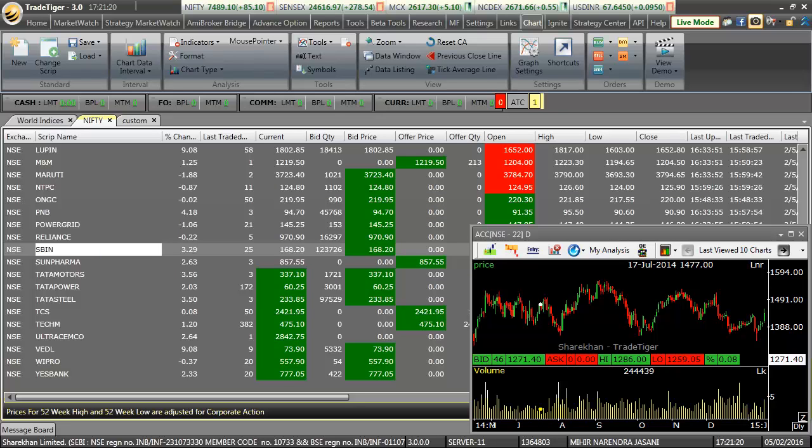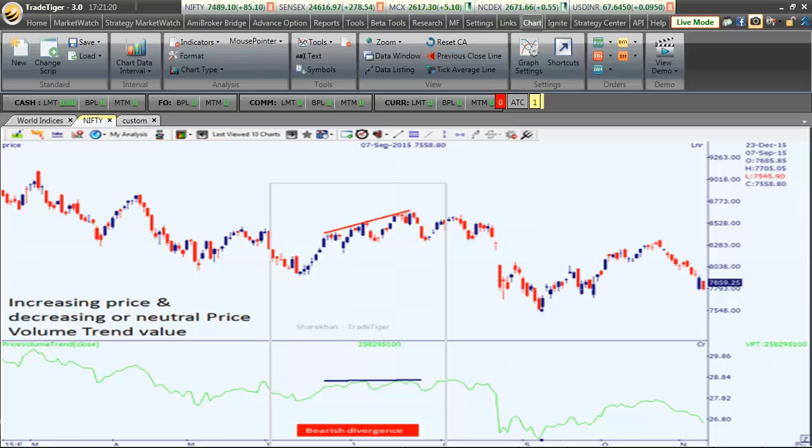So how to use PVT to spot trends or entry and exit levels? As I said, PVT is just another variation of the on-balance volume indicator. In this indicator also, we look out for the divergences or the breakouts. Let us take an example of PVT applied on a daily chart of Nifty.